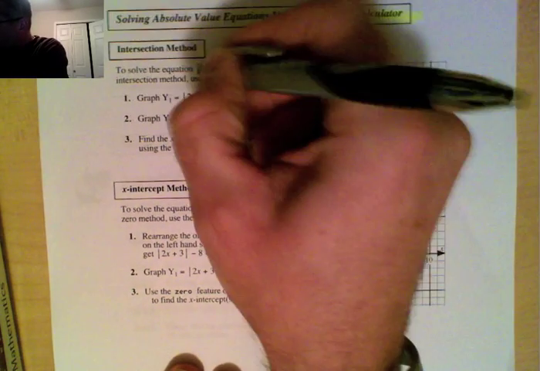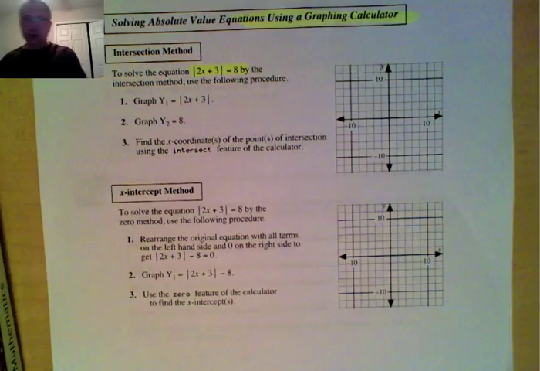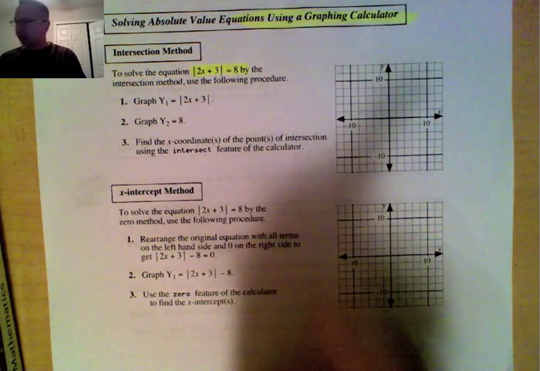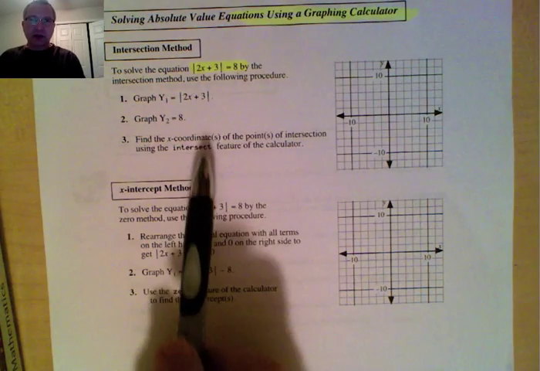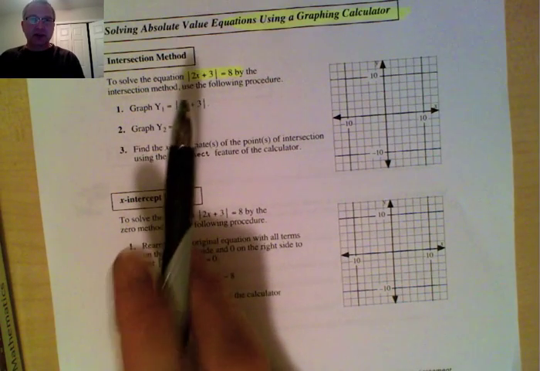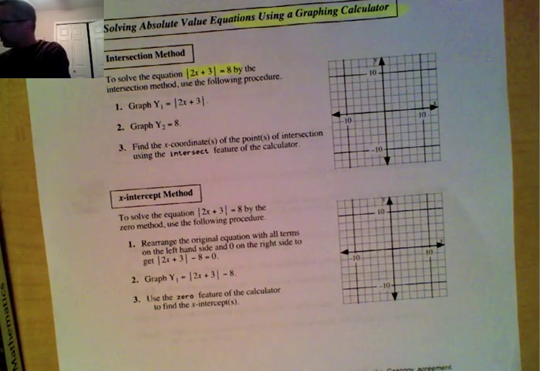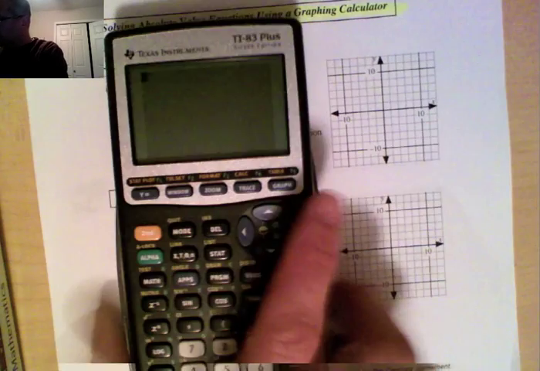So the first equation that we're going to start with is the absolute value of 2x plus 3 equals 8. So basically what we're going to do is graph the absolute value of 2x plus 3 in y1, and then in y2 we're going to graph just 8. And we're going to find the point of intersection of those graphs.